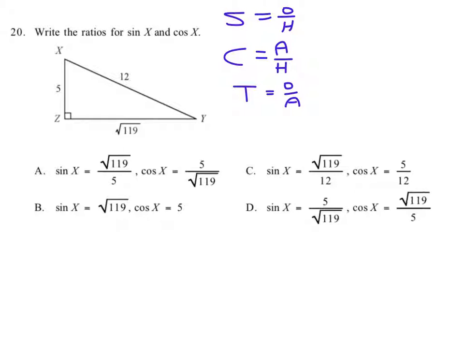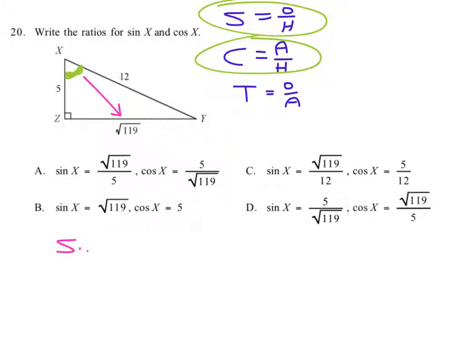Okay, so when they want to know what the sine is of x, we are doing the opposite over the hypotenuse. And then we'll do the cosine, which is adjacent over the hypotenuse. But which one are we doing it from? We're doing it from this one. Okay, so first, let's do the sine. What is the opposite side from x? Well, that's the opposite side right there.